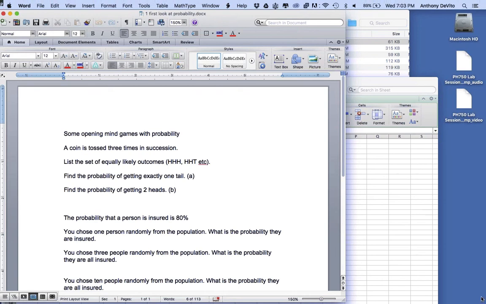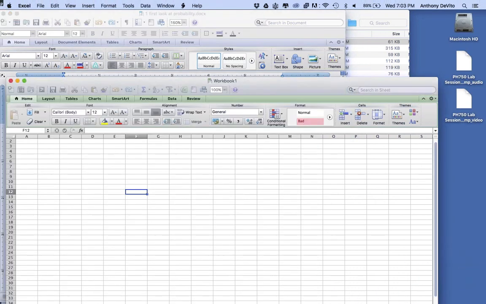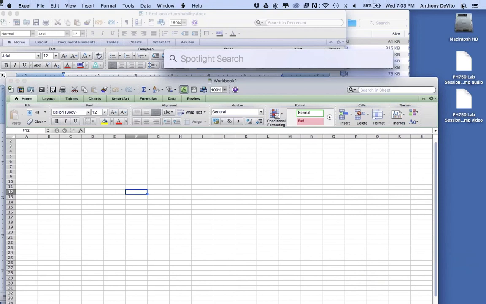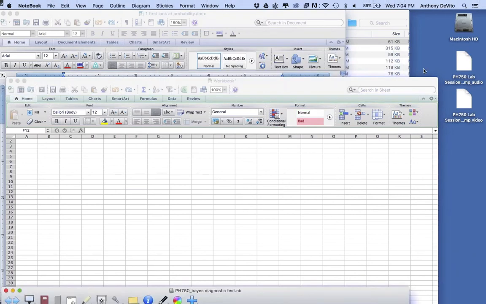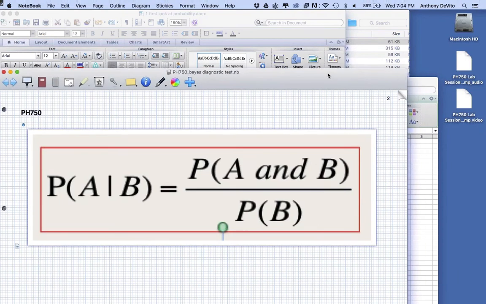Let's actually take a look at what that might look like if I laid out all of the different possibilities. I'm going to open up a notepad here so that I can actually go through all of these things.